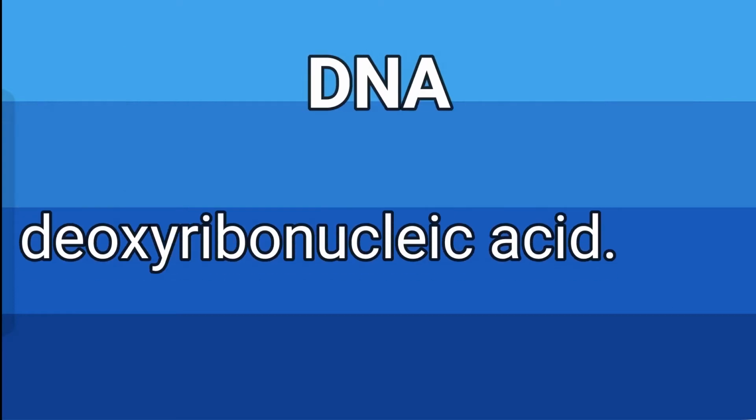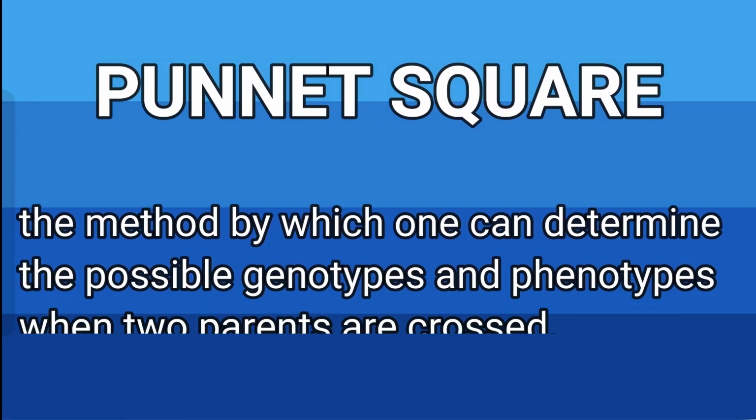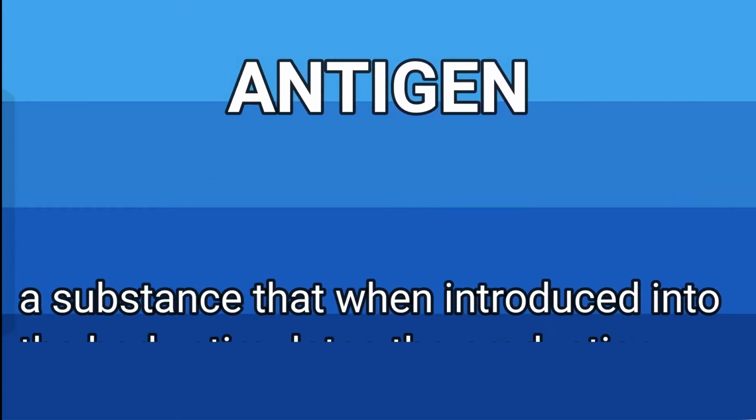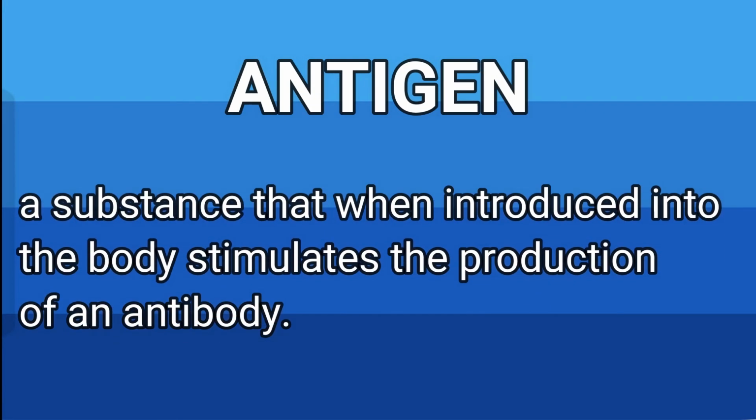DNA. Deoxyribonucleic acid. Punnett square. The method by which one can determine the possible genotypes and phenotypes when two parents are crossed. Antigen. A substance that when introduced into the body stimulates the production of an antibody.